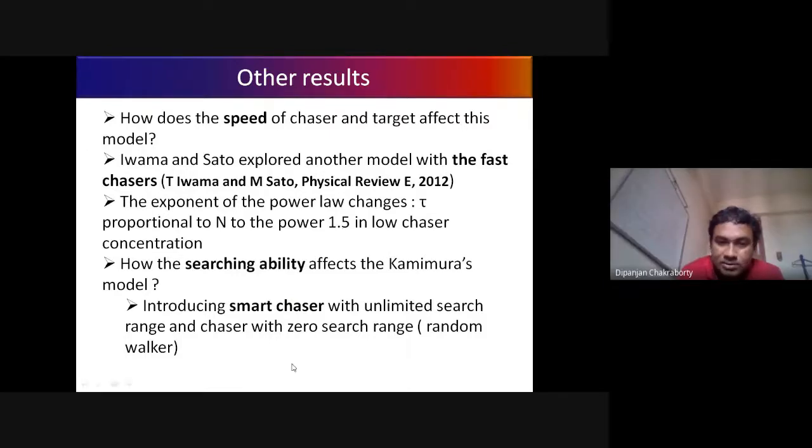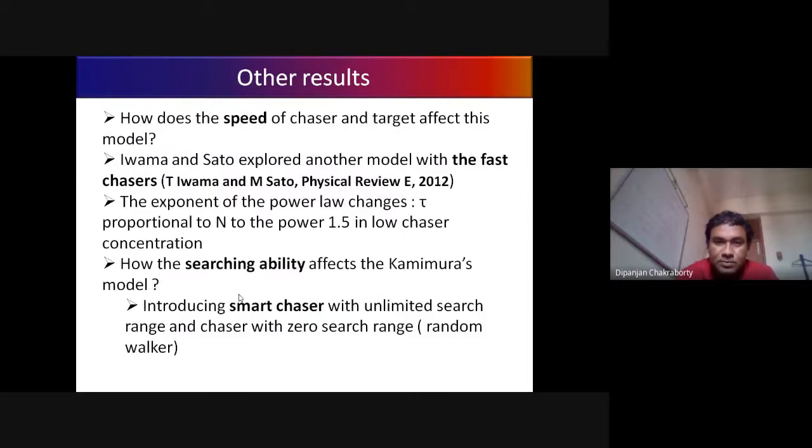The searching ability could also be modeled here. So in the coming model, they have just introduced the searching ability, introducing the smart chaser. However, here they have basically assumed that the search range of each chaser and target is infinite. So you could also incorporate the search range of each prey and each predator, or each target and each chaser.